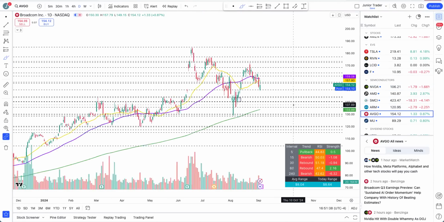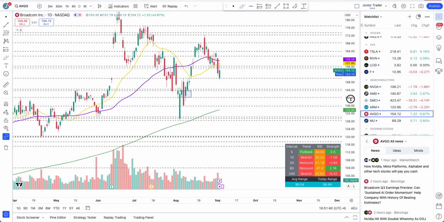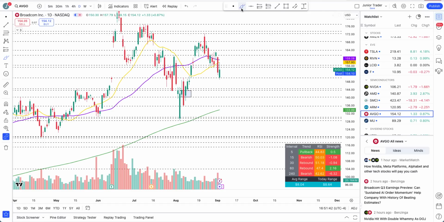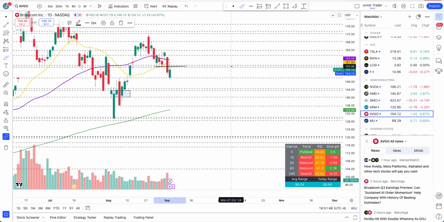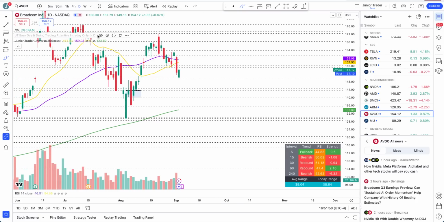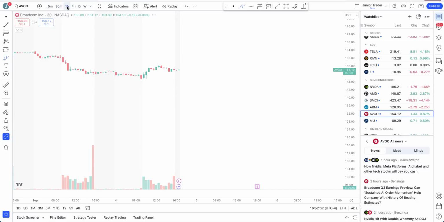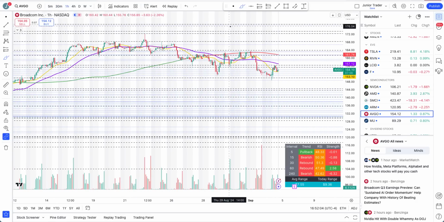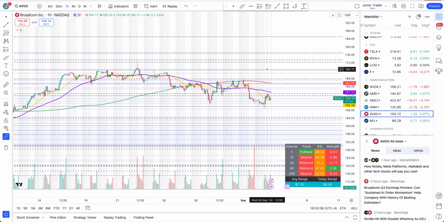Broadcom. It tried to get bought back up today, but still resisted under the previous resistance, that is 155.64. Closed below that. Structure still remains bearish on this thing as well. As long as we are below this level 155, it's just downside, intraday or swing. Swing has already been going on for a couple of days.